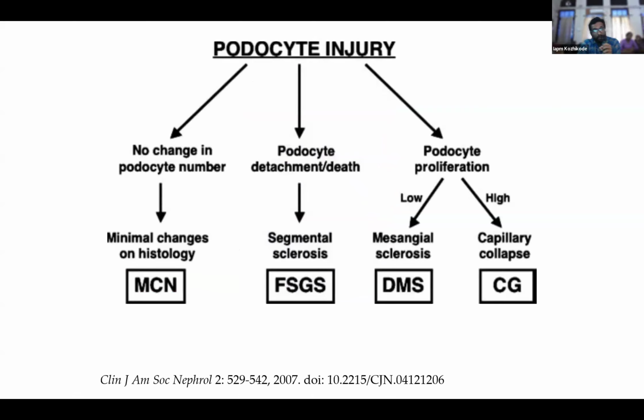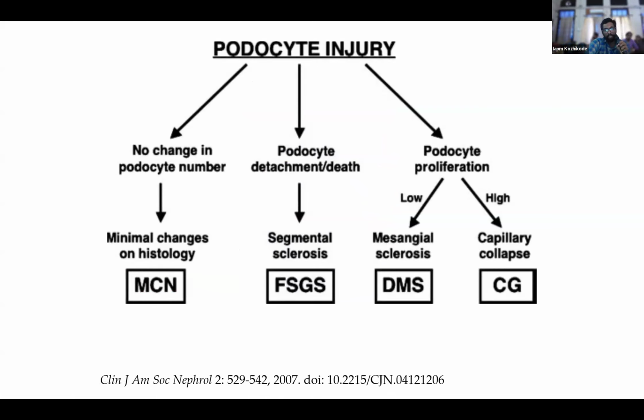So this is the story of a group of diseases called podocytopathies. The most prominent ones among the podocytopathies are minimal change disease and focal segmental glomerulosclerosis. So if you are having only cell injury, you are going to call it minimal change. You are getting the pattern of minimal change disease.